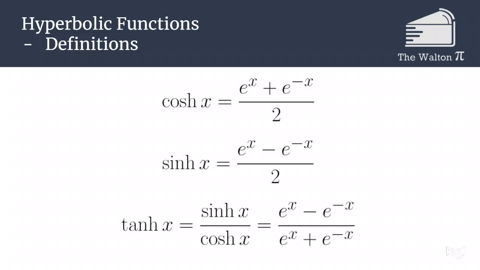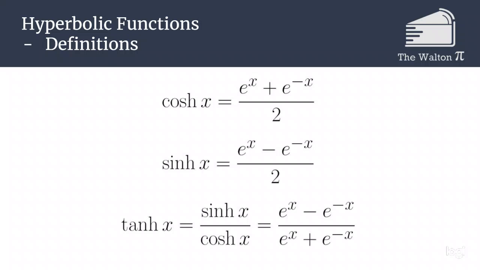Sinh should have the same value at 0 as sine of 0. So sine of 0 is 0. Sinh of 0 must also be 0. So we get e to the 0 minus e to the negative 0 all over 2. That is indeed actually 0.